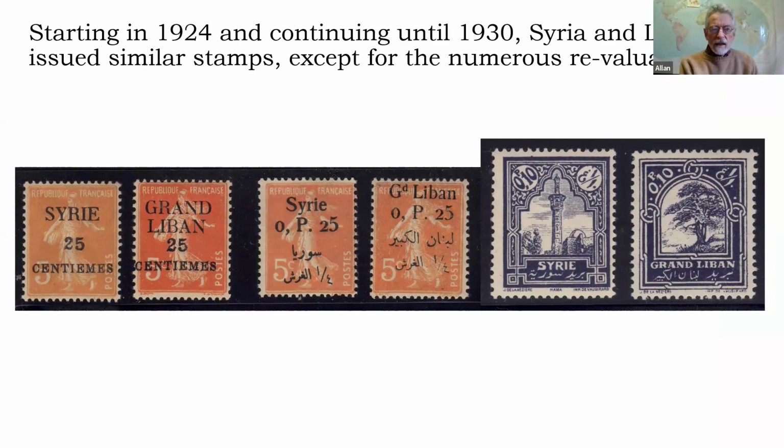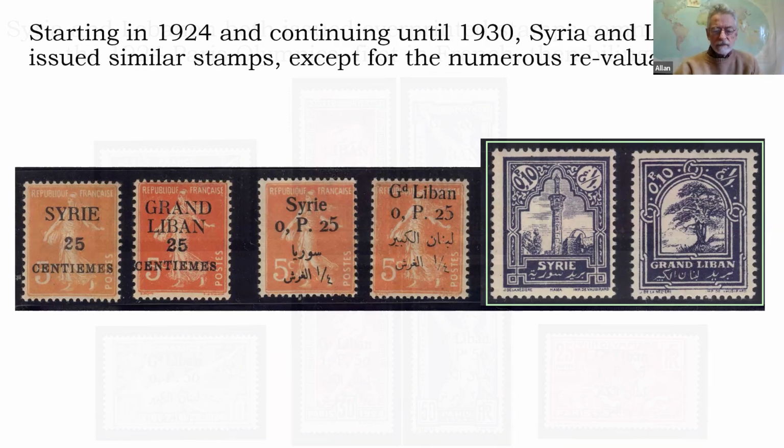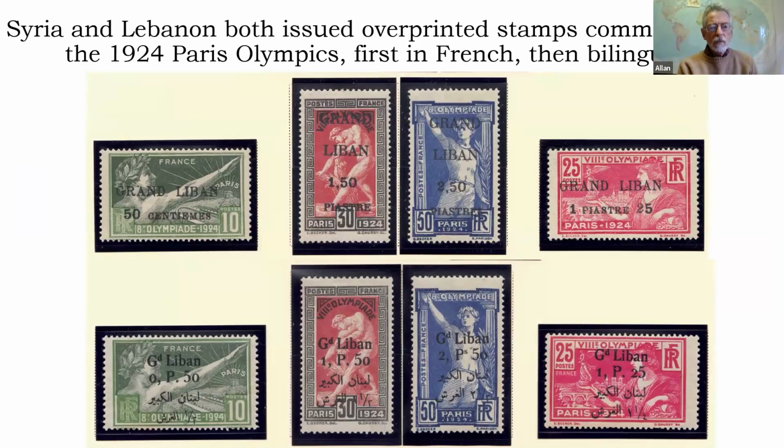In this slide, I'm showing you that the issues for Syria and Lebanon were parallel. The Lebanese stamp of the first issue was very similar to the contemporaneous issue for Syria. And then when they went to a bilingual overprint, you see the Syrian form and the Lebanese form. And similarly, when the first actual printed definitive stamps came out, they were also quite similar in design, Syria and Lebanon. Here are the two overprints, the French and the bilingual, on the 1924 Paris Olympics stamps.